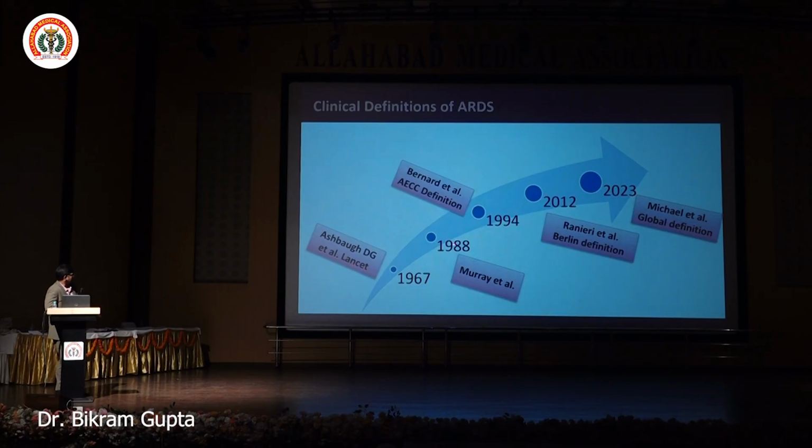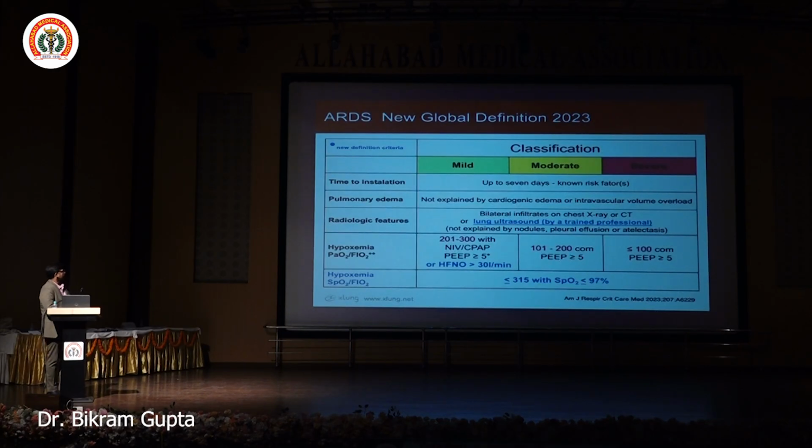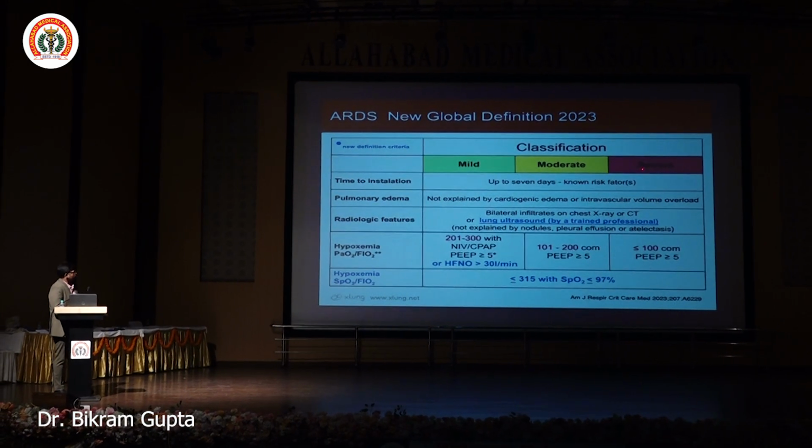Then there were a lot of definitions, and we follow the 2012 ARDS definition given by Ranieri et al., known as the Berlin definition. Just 2 years ago, in 2023, there was a modification of the Berlin definition by Matthay et al., known as the global definition of ARDS. As per both the Berlin definition and the new global definition, ARDS is divided into mild, moderate and severe cases on the basis of severity.